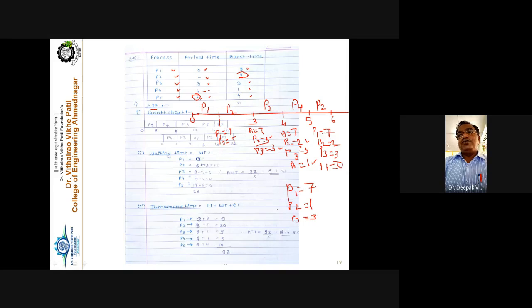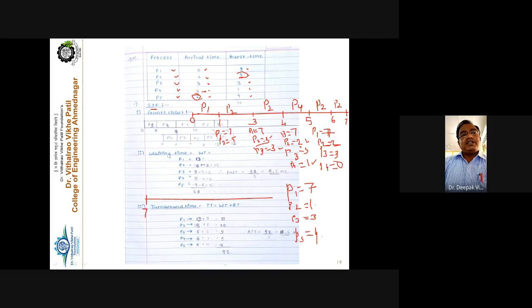P4 is completely executed, and the fifth process arrived here, and its execution time is equal to 4. So definitely P2 is less. So P2 continues execution up to 7 milliseconds. Getting my point or not? So this is the correct Gantt chart, one can say. Now we will again start from here, 7.